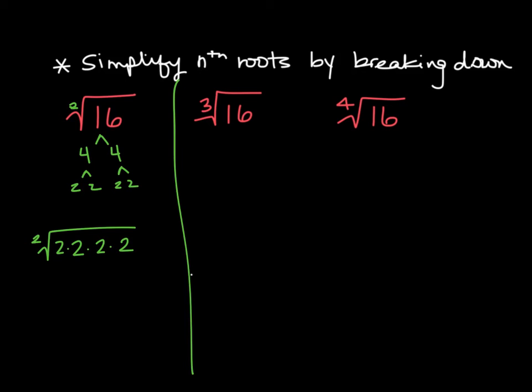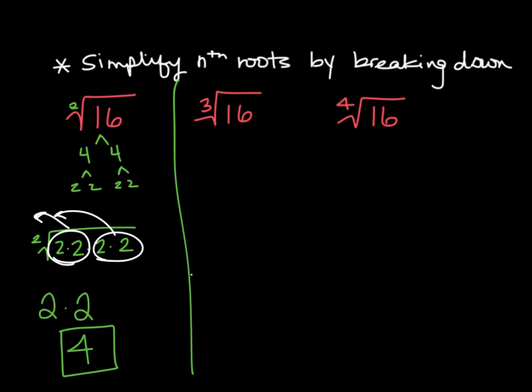I need to pull out some whole numbers. I can do that in pairs, so I've got one whole number that can come out to the front, another whole number that can come out to the front. So this is really the whole number 2 times the whole number 2, which is 4. All right, that's why the square root of 16 is 4.